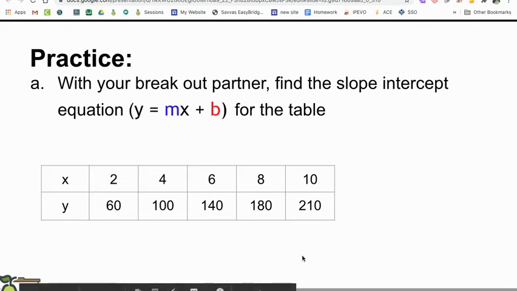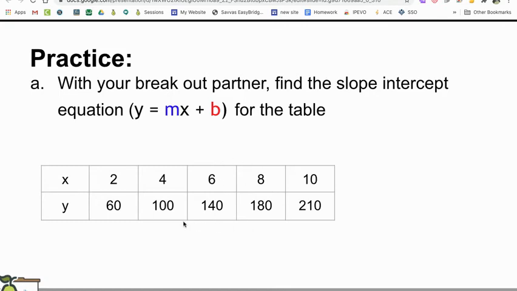And in this one, you're going to start by looking at, well, I'm telling you it's linear, so we're going to go from 2 to 4, which is 2, and from 60 to 100, which is 40. 4 to 6, which is 2, 100 to 140, which is also 40. So we have this constant rate of change, and we can keep looking, and it's always going up by 2 and going up by 40.